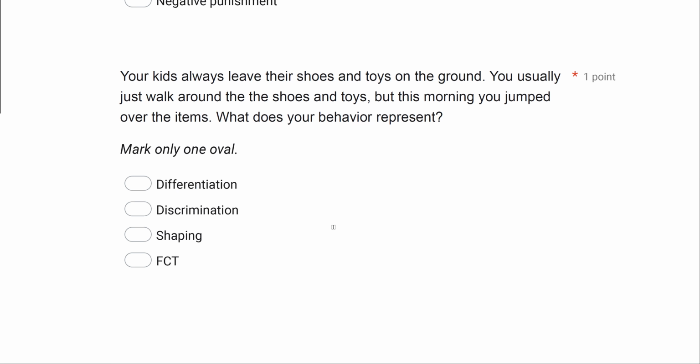Your kids always leave their shoes and toys on the ground. You usually just walk around the shoes and toys, but this morning you jumped over the items.